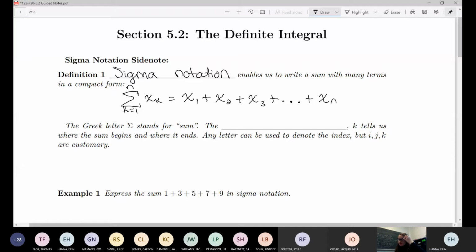So I think it'll make a bit more sense when we do one with actual numbers in a second. So that Greek letter sigma stands for sum, which is why we use it here. They made it so that it worked like that. Now, the index of summation.